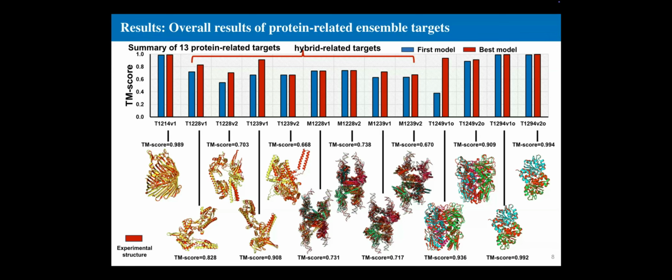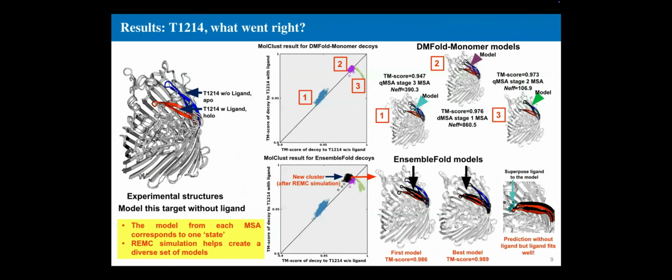But we can still find the hybrid-related targets are much more difficult to predict compared with the regular protein targets, as mentioned by Guy. For this case, this is a protein monomer target that can bind a ligand. And here we align the two-state experimental structures together, with the apo type shown in blue and the holo type shown in red. We modeled this target without any ligand, so just the protein itself.